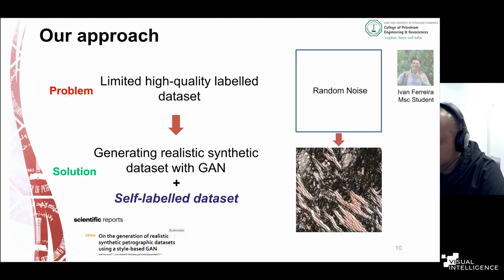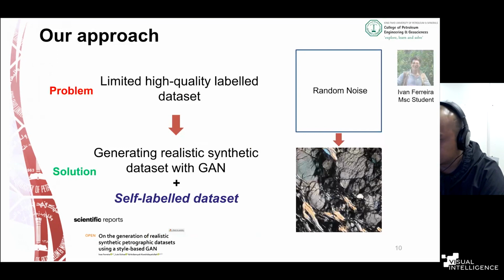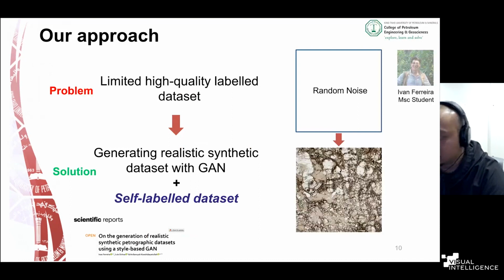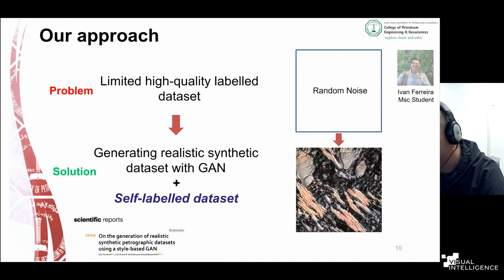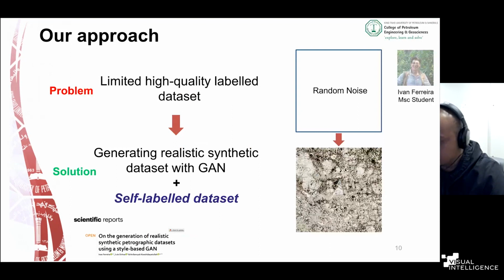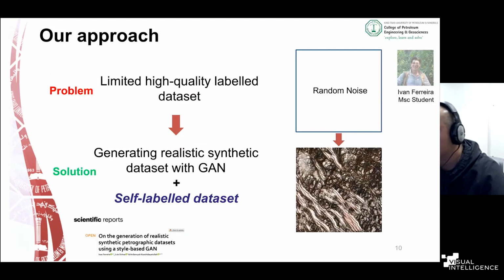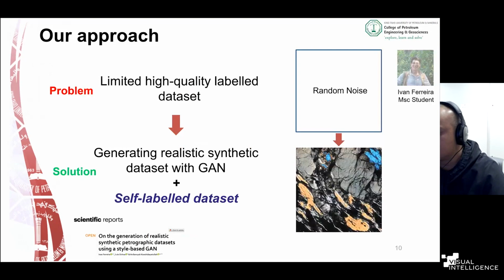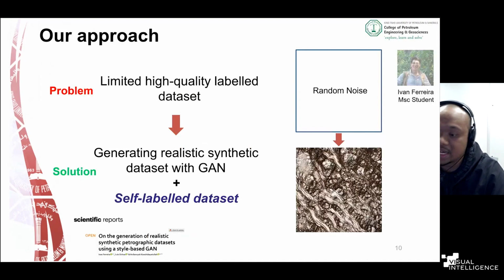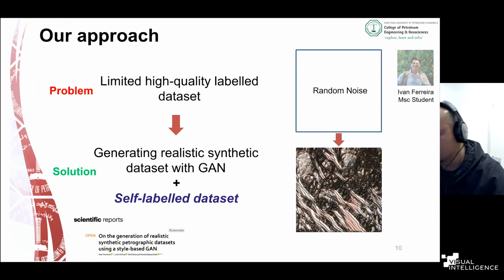So now the idea is, we have this problem: we have a limited high quality labeled data set. And then our solution is, how about we use GANs to create a realistic data set? First, a GAN by itself is an unsupervised method, right? So you don't need to actually label the data set. But if you make it conditional, then you can create an almost unlimited amount of self-labeled data set, as long as it's quite realistic, so then you can use it later on.